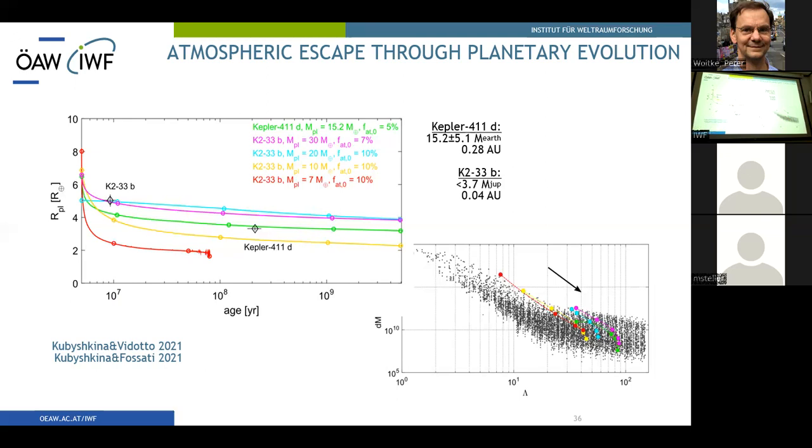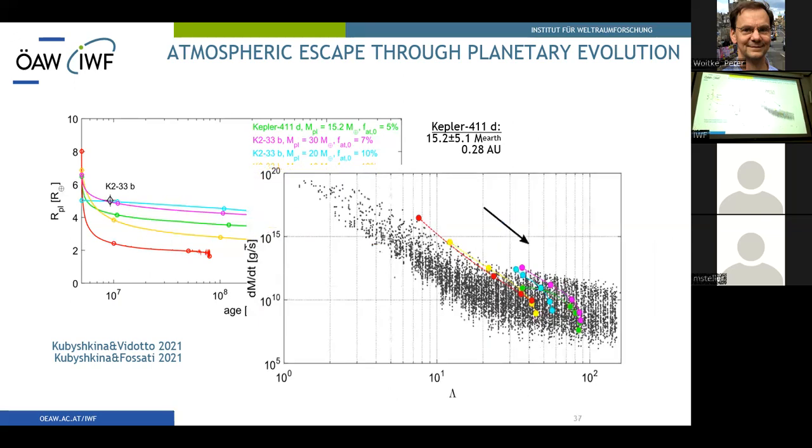And if we overplot these tracks over our mass loss diagram, we can see that the low mass planets, the red and the yellow, 7 and 10 Earth masses, start their evolution on the left-hand side and all move from left to right. They are so inflated that the atmosphere is essentially not stable, but they do not remain there for long because the atmospheric mass loss rate is pretty high. The atmosphere will be lost quite fast, and also the cooling speeds up.